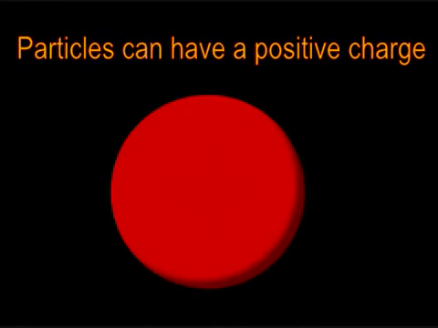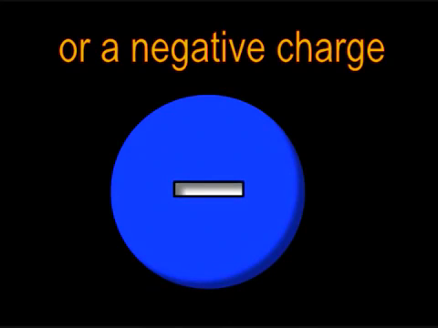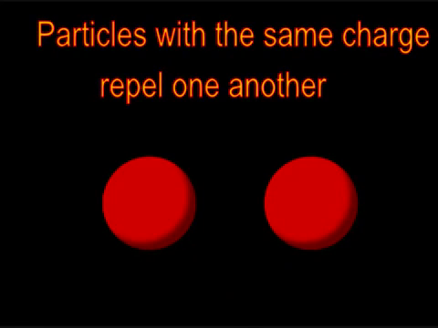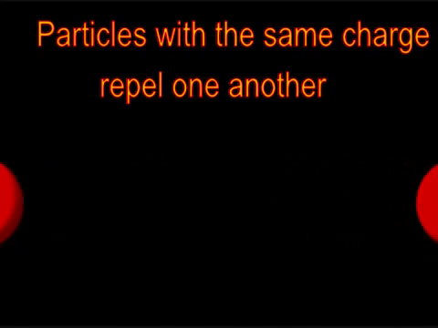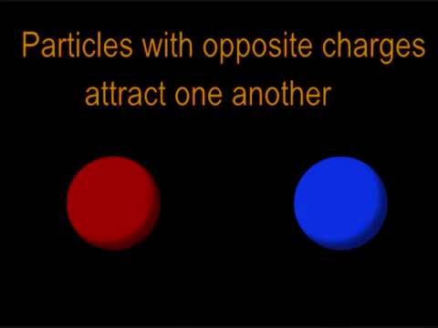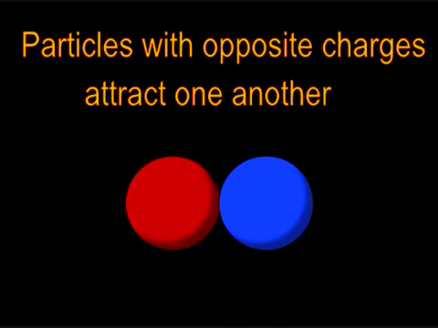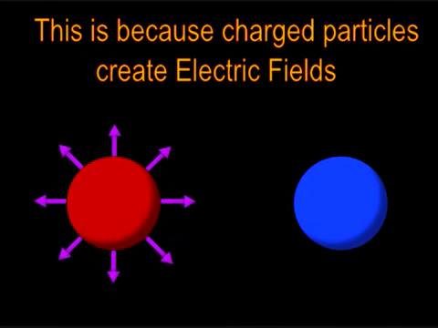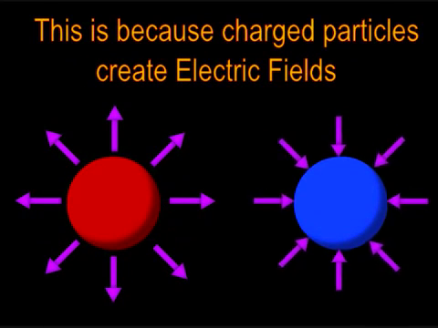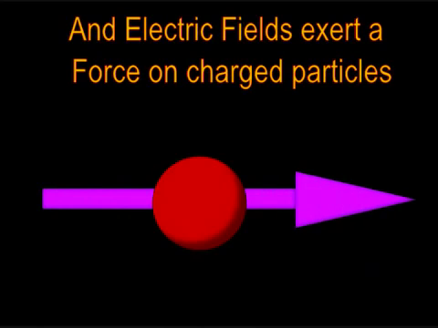Particles can have a positive charge or a negative charge. Particles with the same charge repel one another. Particles with opposite charges attract one another. This is because charged particles create electric fields. And electric fields exert a force on charged particles.